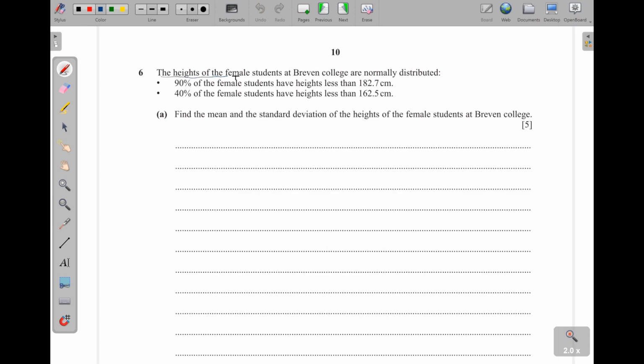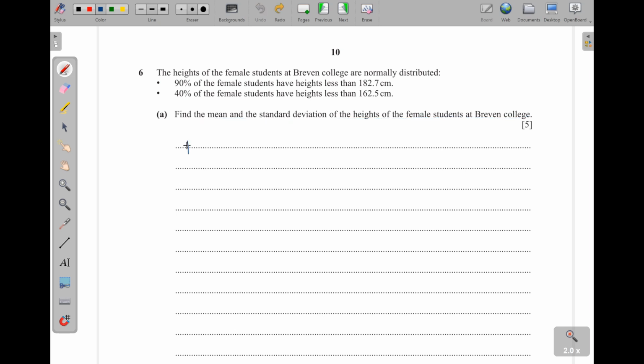Question 6. The heights of the female students at Brevin College are normally distributed. 90% of the female students have heights less than 182.7 centimeters, and then 40% of the female students have heights less than 162.5 centimeters. And then they are telling us to find the mean and standard deviation of the heights of the female students at Brevin College.